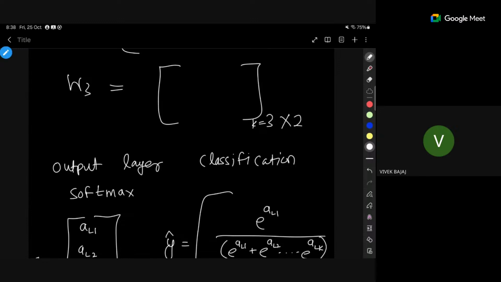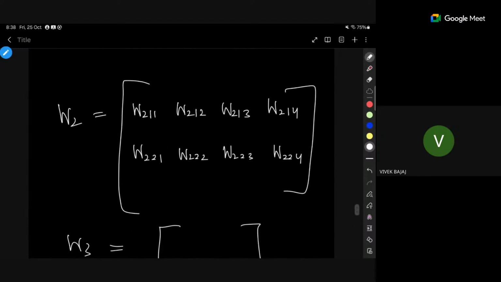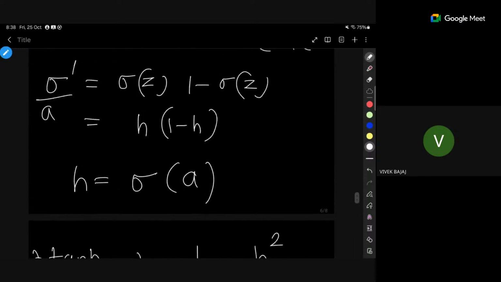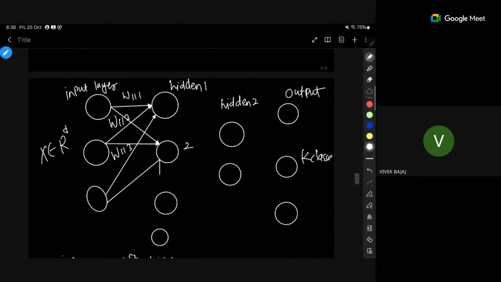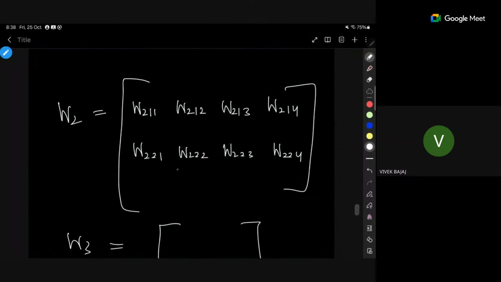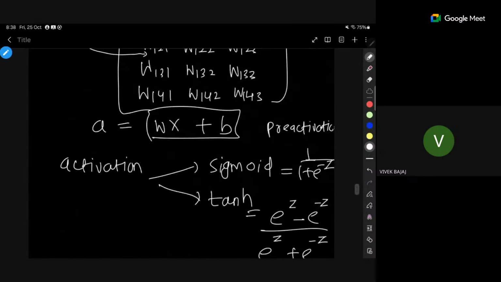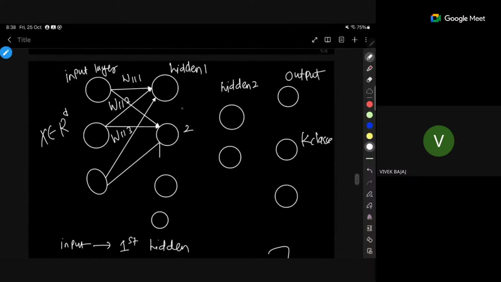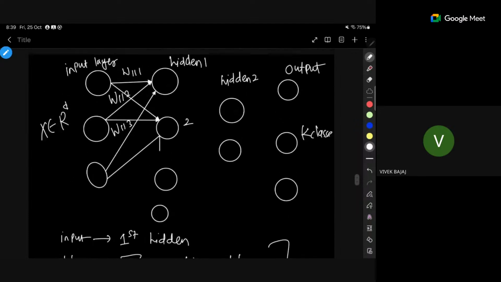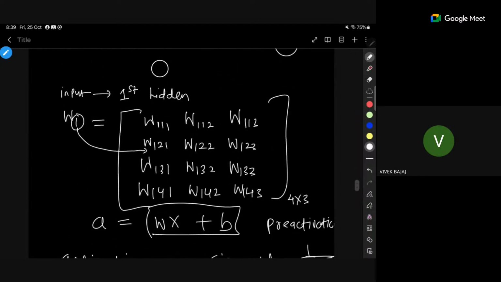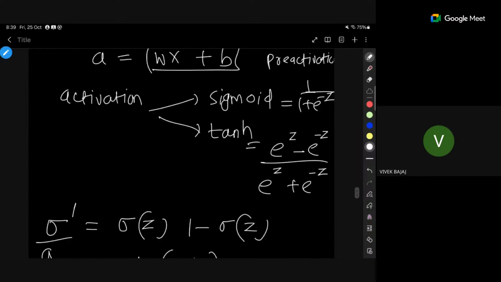Should it not be the other way around, sir, 2 into 3? No. See, we had 2 neurons here. So how many rows did I write for the output layer? 3 into 2. In W1, I had 4 neurons, so how many rows? 4, so 4 cross 3. As many neurons as there are in that layer, that many rows I'll have. Clear, sir.